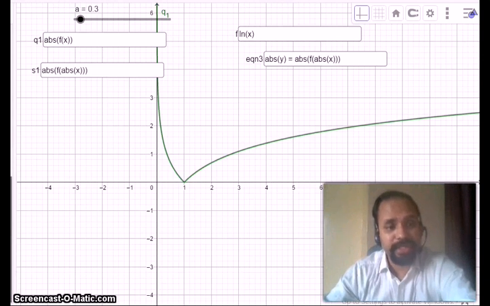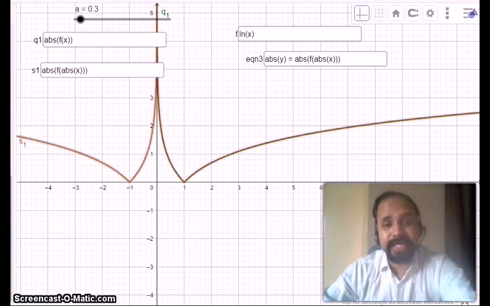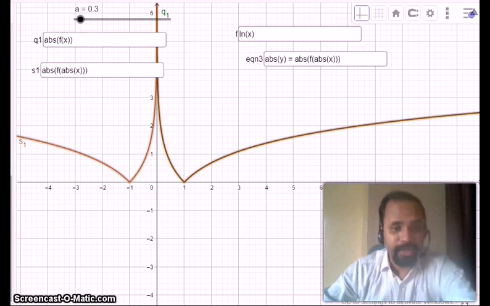Mod of log of mod x means consider the x-axis as a plane mirror. This is the graph. Okay, that is the graph of mod of log of mod x.